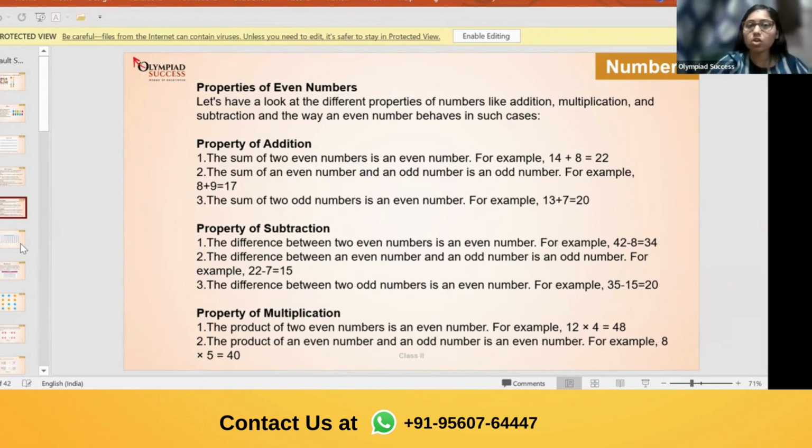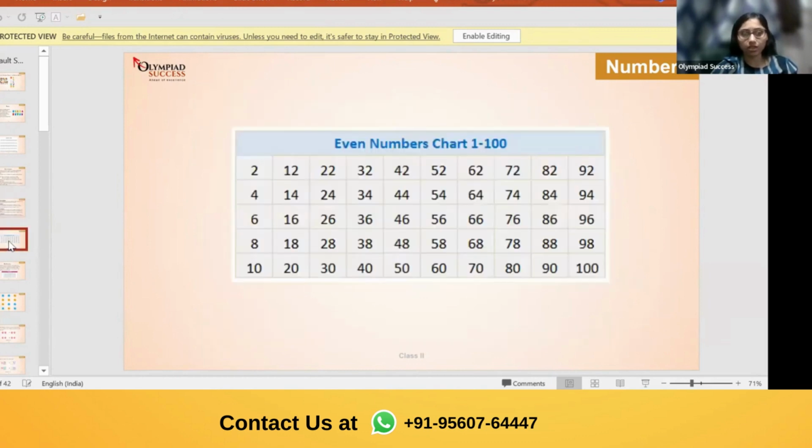So have you understood all the properties of addition, multiplication, and subtraction? So we can move to the next one. Great. I can ask a question to anyone, so you should be clear. Mishika, have you understood the properties of multiplication, subtraction? Let's move to the next.